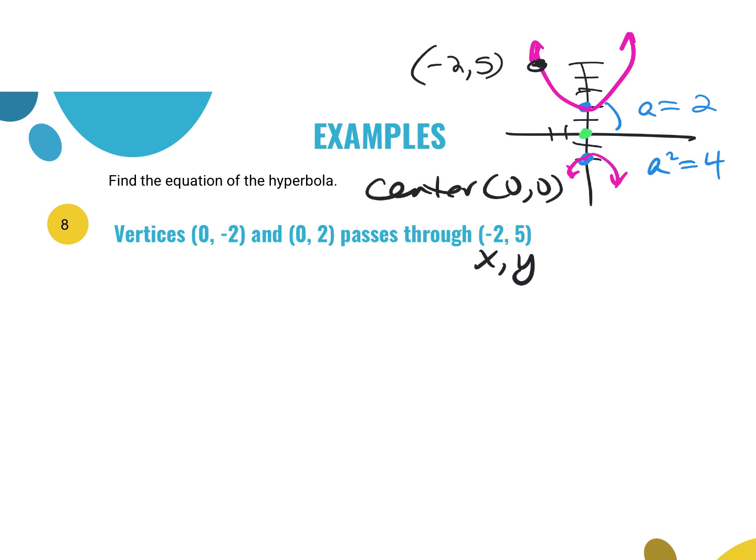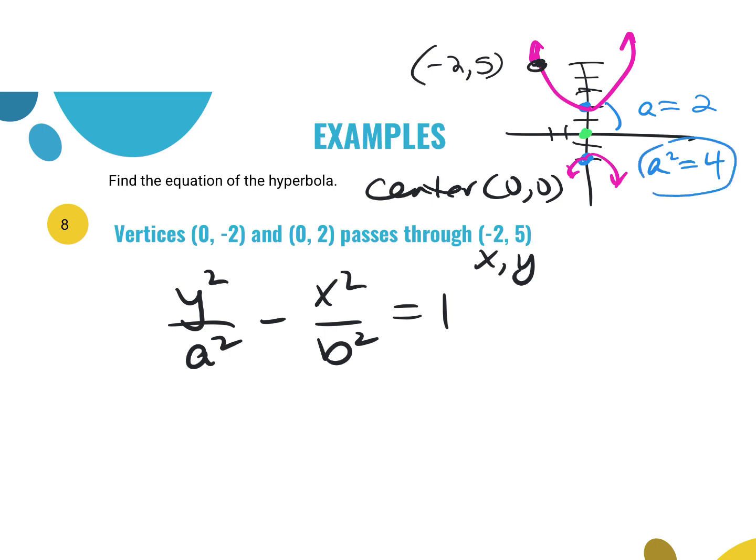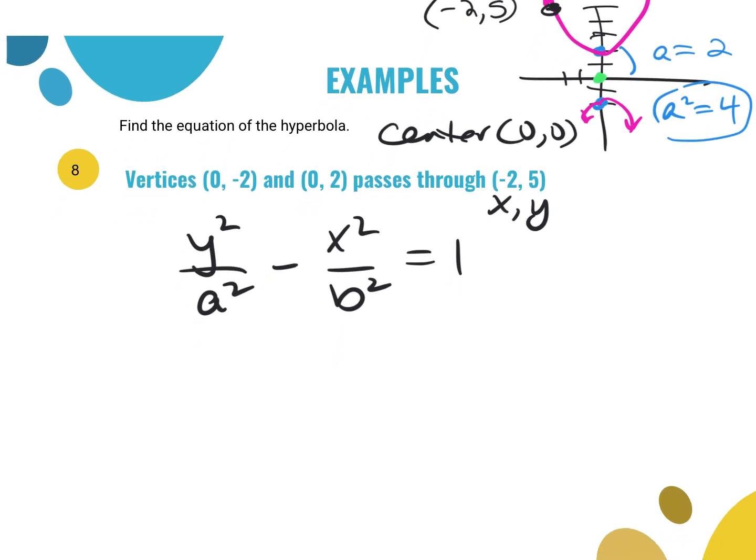So because my center is 0, 0, and because it's traversing the y-axis, the equation I'm filling in is going to be y squared over a squared minus x squared over b squared equals 1. So remember, what we're looking to fill in is a squared and b squared. All we have so far is a squared and an ordered pair. So I'm going to use this equation, and I'm going to fill in the ordered pair and my a squared value.